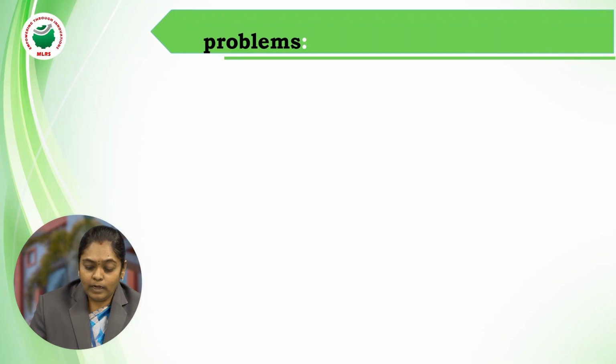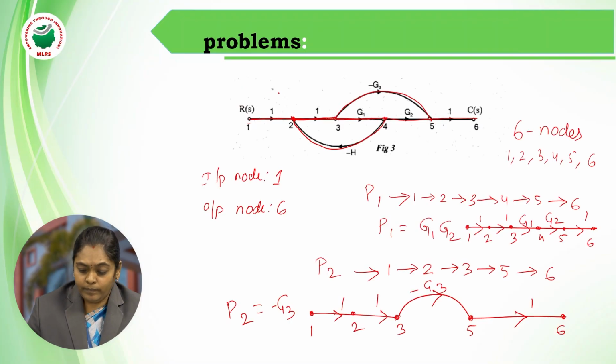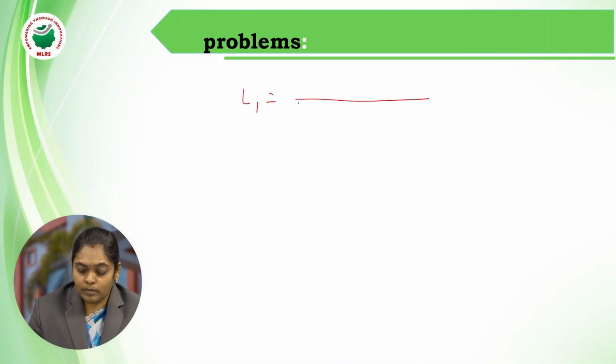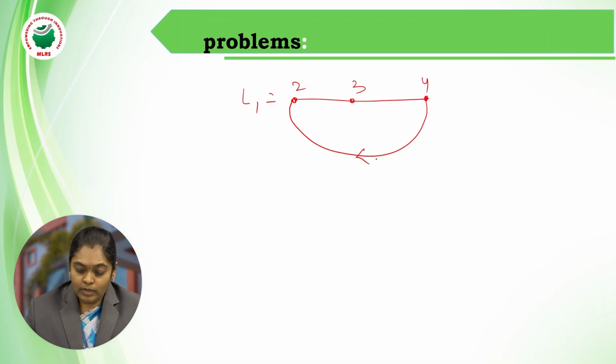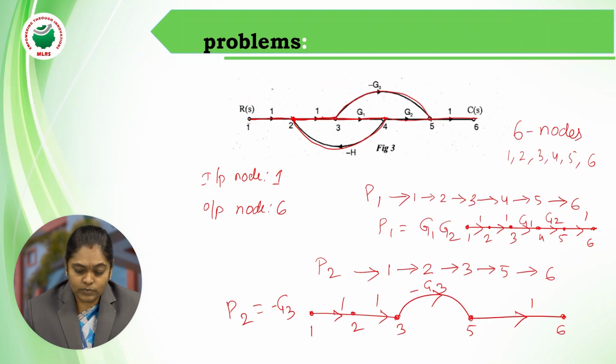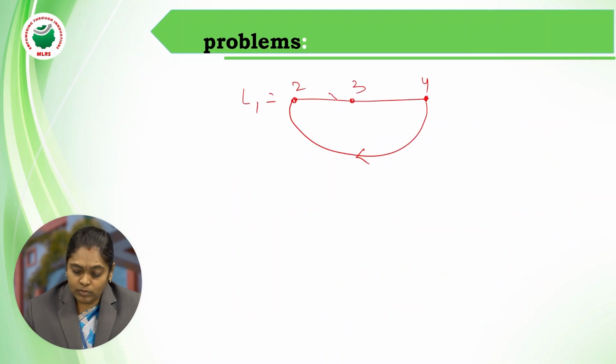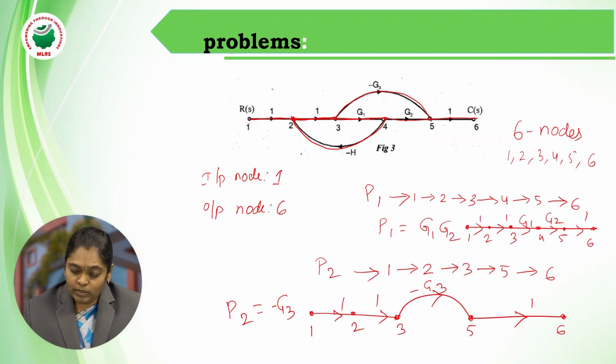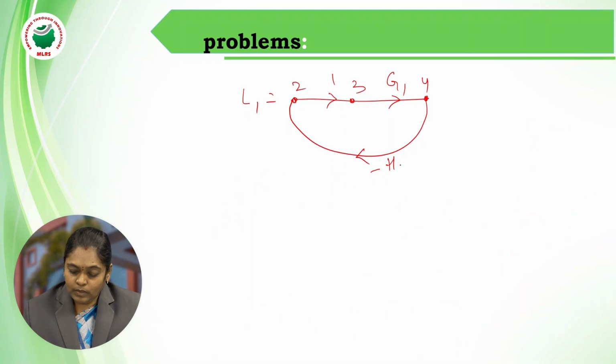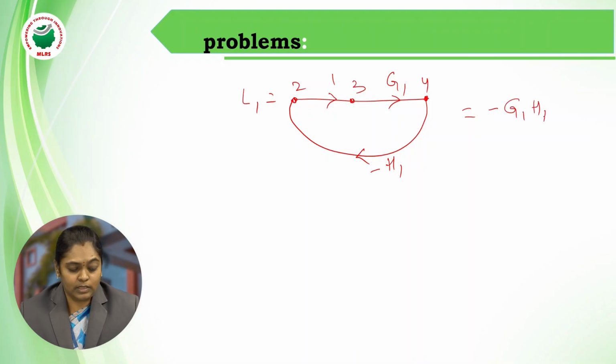That loop L1 is nothing but starting from 2, 3, 4. After 4, it is going back towards 2. And what is the expression? 2 to 3 gain is 1, 3 to 4 is G1, and between 4 and 2, it is minus H1. So the loop gain is 1 into G1 into minus H1. So the loop gain is minus G1 H1.